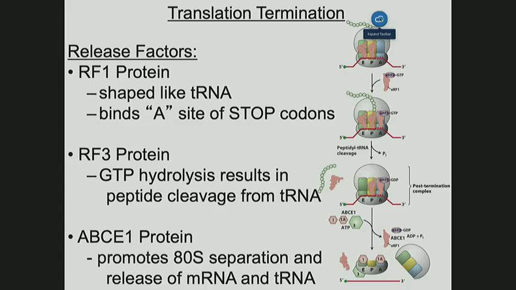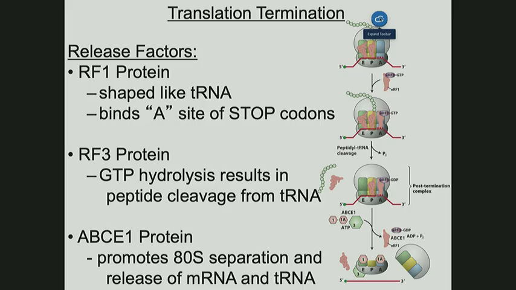Why is it shaped like a tRNA? Well, it needs to fit into this A site, which normally all the tRNAs are coming into. So this RF1 is shaped like a tRNA, but it recognizes when there's a stop codon on there. It's not base pairing. We're talking about a protein here, but it comes in, recognizes there is a stop codon sequence here. It recruits another release factor called RF3. RF3 brings in GTP, causes GTP hydrolysis. That hydrolysis then allows for several things to occur.